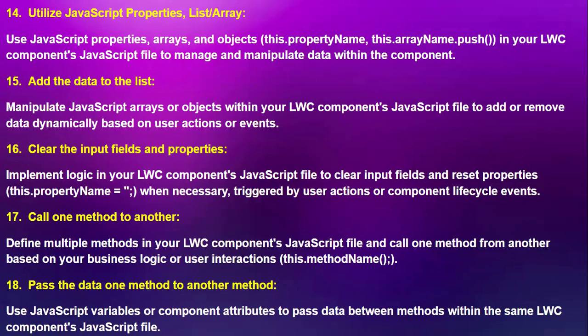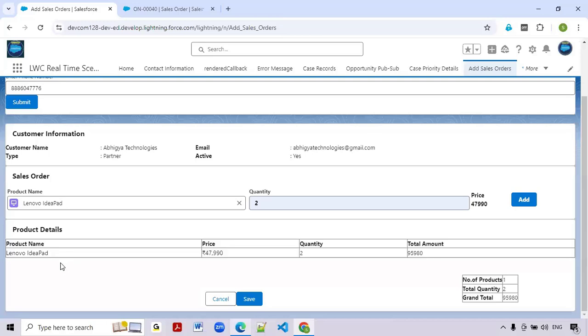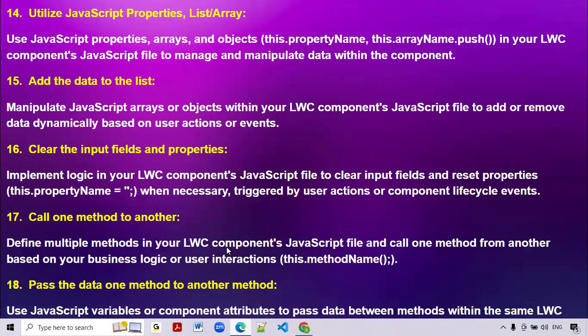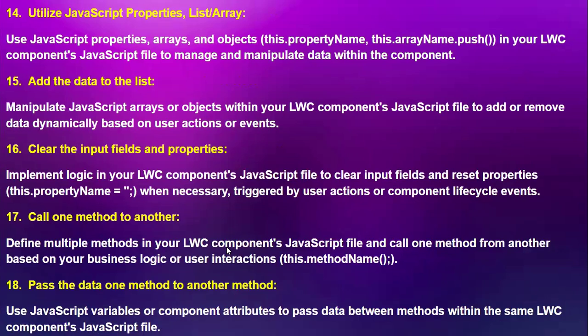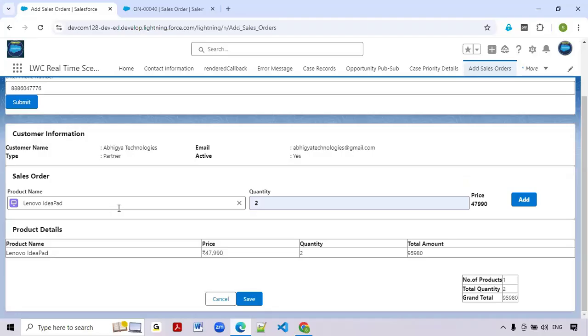We have to define some properties, and collections also, a list, and how we are going to add our data into this list. If one more product is added, it is automatically added to this list. How to add data into the list and how to get the data from the list. These are all we are going to learn in this video, and how to clear the input fields and property values. Once you click on the add button, we have to clear this information automatically.